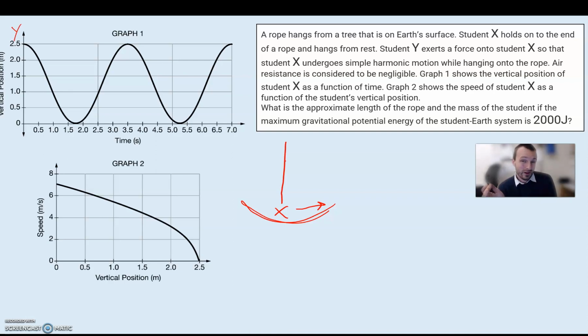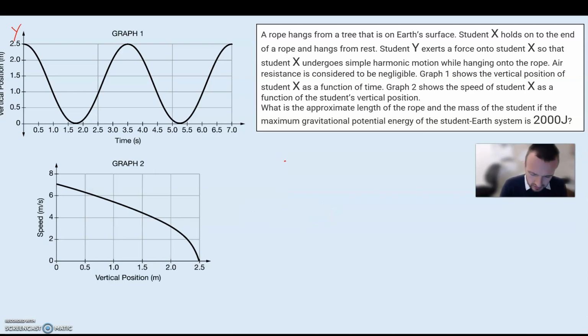Remember, what kind of graph is it? We have that one, and we also have graph 2, which shows the speed of the student as a function of the student's vertical position. Interesting. That's a pretty funky graph we don't always see. What's the approximate length of the rope and the mass of the student if the maximum gravitational potential energy of the student-Earth system is 2,000 joules?